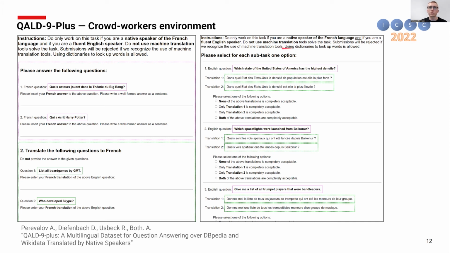The screenshot on the right side is the validation task. Basically, the coverage of our translations allowed us to propose 2 translations to validate them. And the selection options were the following: none of the translations are correct, only the first or only the second translation is correct, or both of them are correct. Sometimes the translations were completely identical, which was not a problem.